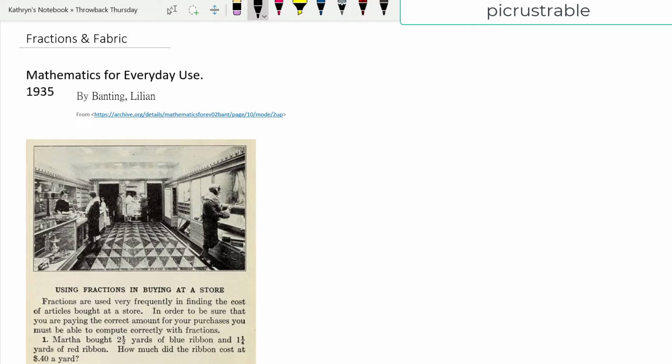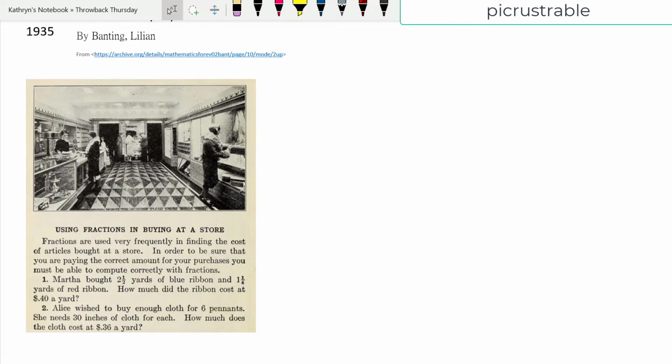Today, we're going to be talking about fractions and fabric. This comes from Mathematics for Everyday Use from 1935. Using fractions in buying at a store. Fractions are used very frequently in finding the cost of articles bought at a store. In order to be sure that you are paying the correct amount for your purchases, you must be able to compute correctly with fractions. Well, let's look at the first one.